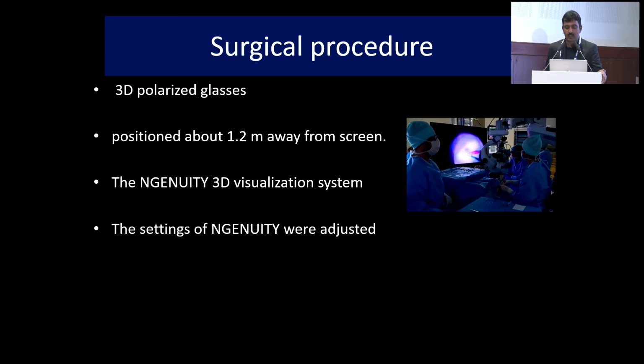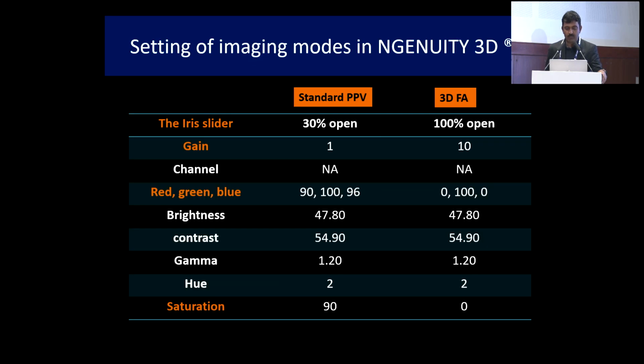We all know the primary requisites for the digitally assisted vitrectomy system. This is an important table which shows what changes one should make on the panel while doing a 3D fluorescein angiographic vitrectomy. One, you should look at the iris slider, which should be 100% open if you're doing a 3D FA. The gain has to be increased. You have to play around with the filters. The red and the blue filter should be switched off, and the saturation should be reduced to 0.